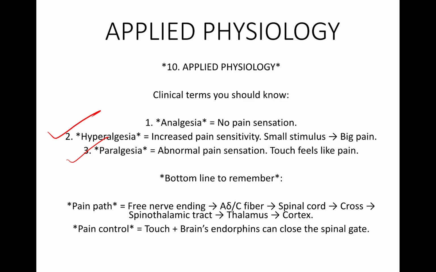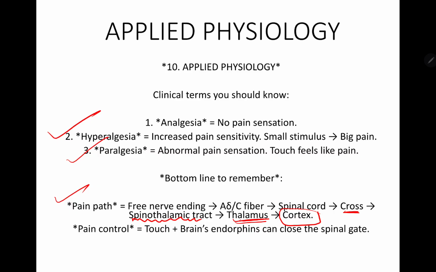So the bottom line to remember is the pain path, which has free nerve endings. They all contain the A delta or C fibers, slow and fast fibers basically. They all reach the spinal cord. From there, it will cross to the other side and via the spinothalamic tract, it reaches the thalamus. After which, it will finally reach the cortex. That is the pain pathway.